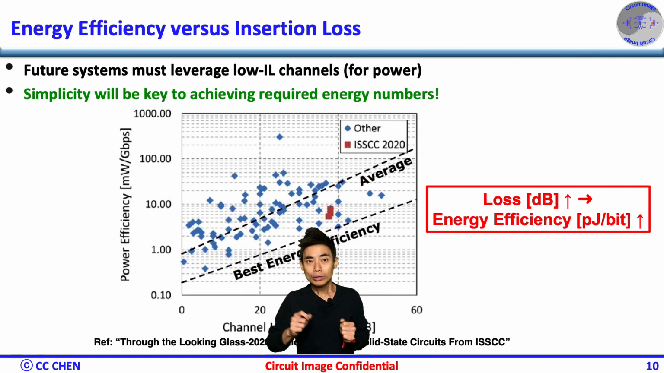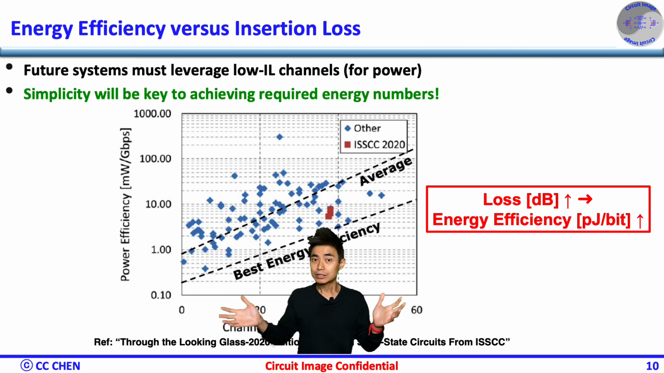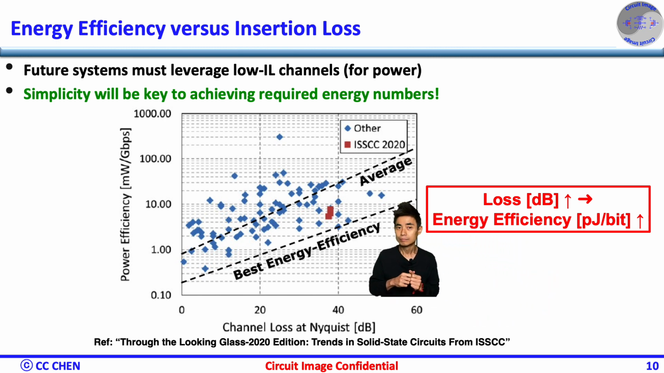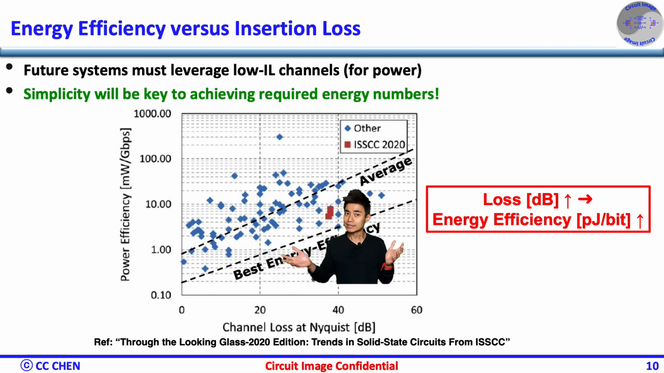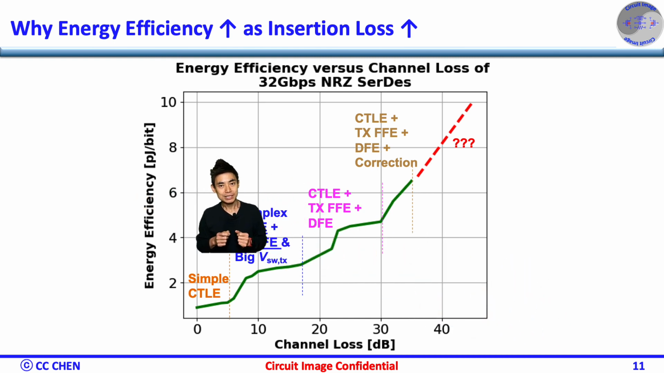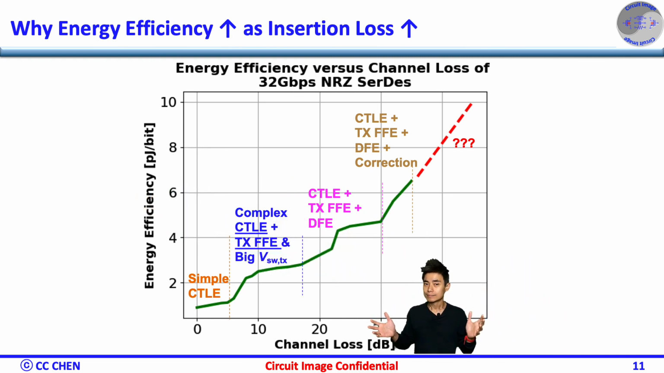Unfortunately, according to our observation in the literature, the energy efficiency in picojoule per bit increases as the channel loss increases, which implies pushing the power higher if we don't limit the channel loss. Could you tell me why that is, beyond this image? Right. The equalization EQ images should tell you the image of energy efficiency versus the channel loss.